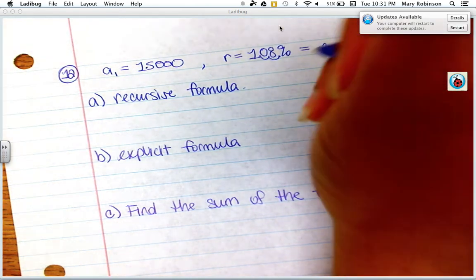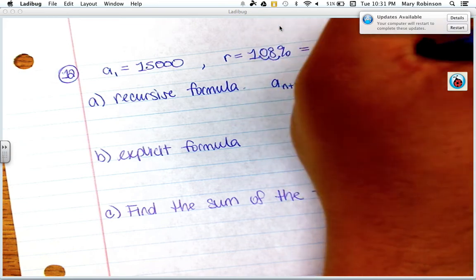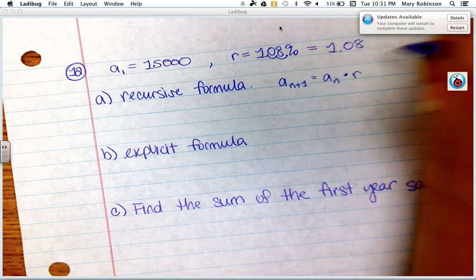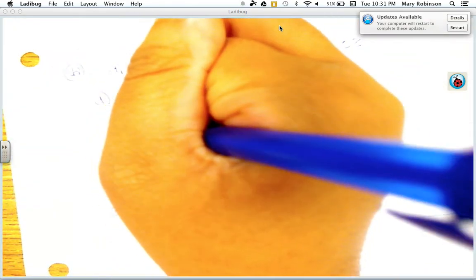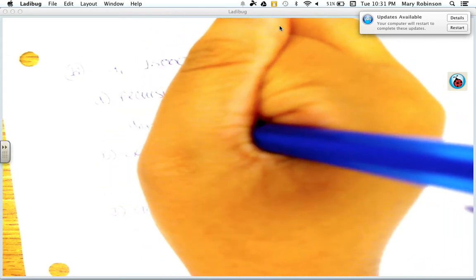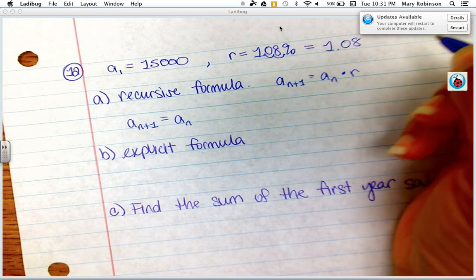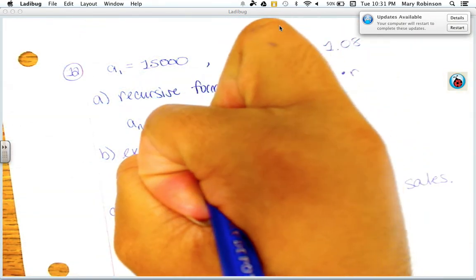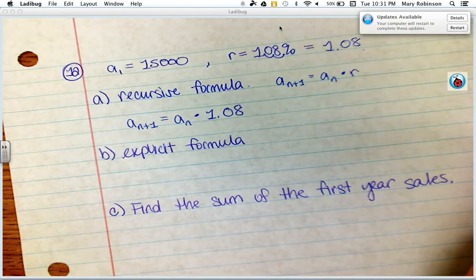Alright, so we need a recursive formula for the geometric sequence. The recursive formula is always a sub n plus 1 equals a sub n times r. This part doesn't ever change. The only part that changes is what you're multiplying by. So in this case, our r value is 1.08, so a sub n times 1.08. So that is our recursive formula.